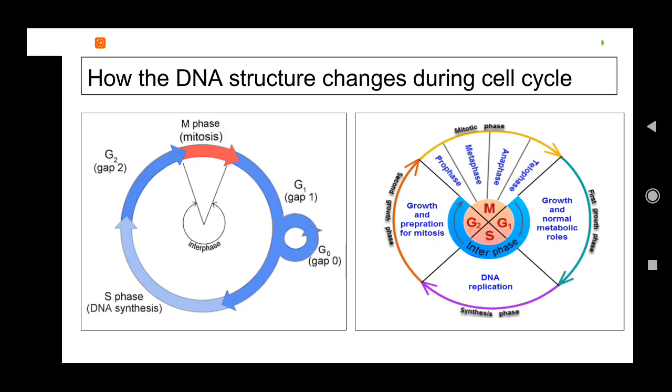And after this discussion, we'll move on to what these structures are, when these structures are seen in the cell cycle, and what their structural specialities are, etc.